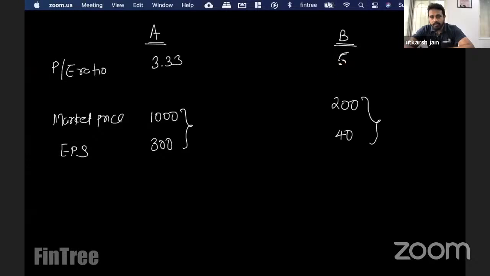And now tell me which company would you like to select? Would you like to select A or would you like to select B, based on the P ratio? If you had to select between one of the two companies, are you going to select A or are you going to select B now? What is the selection in your portfolio? Which stock do you think goes in your portfolio?